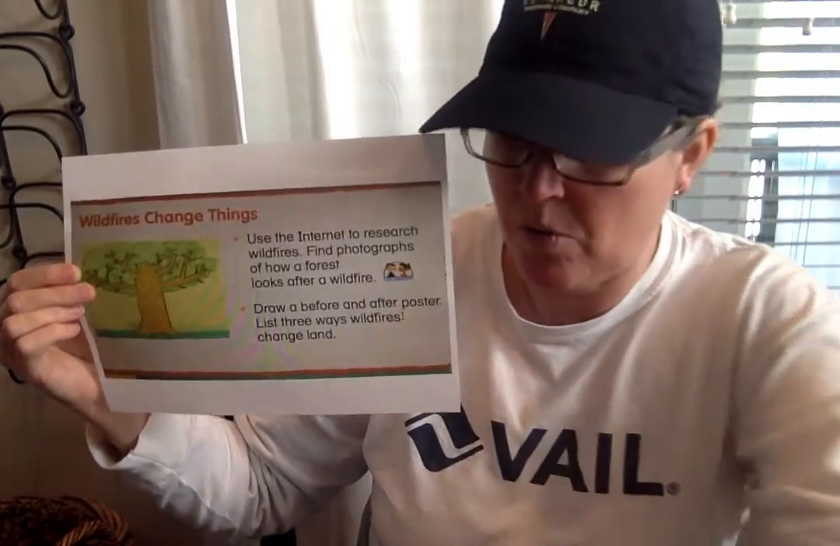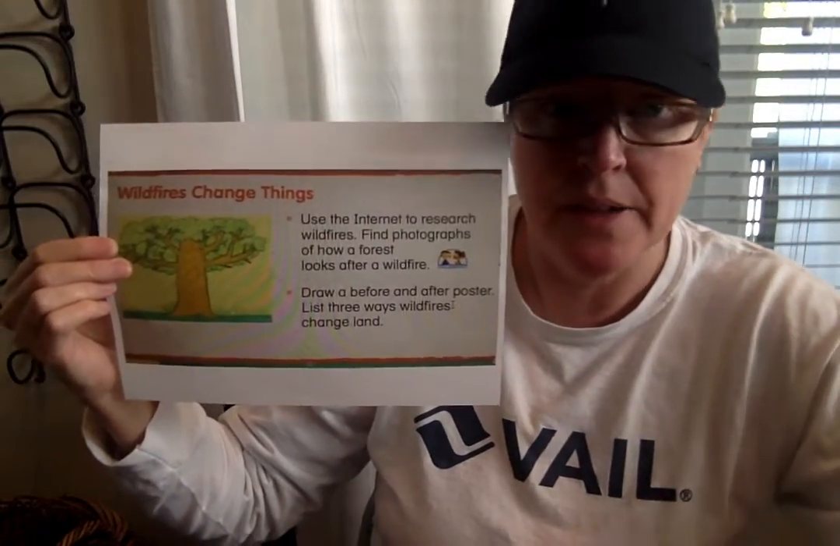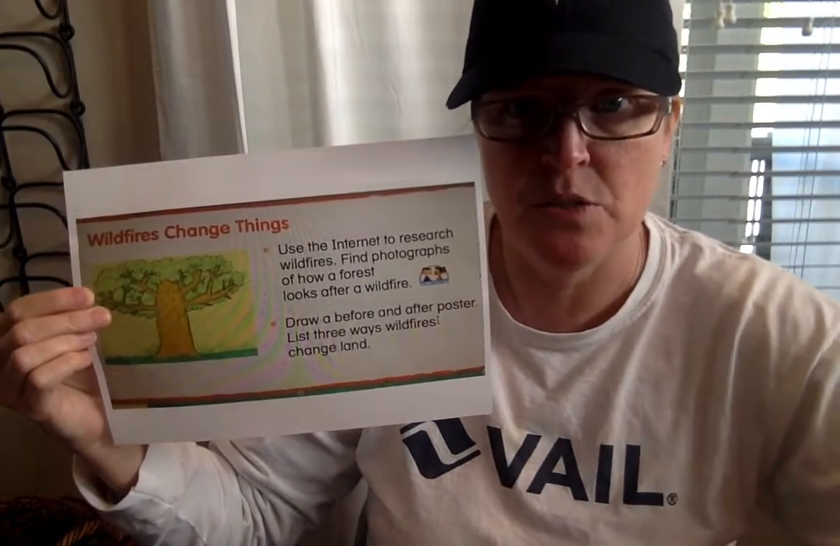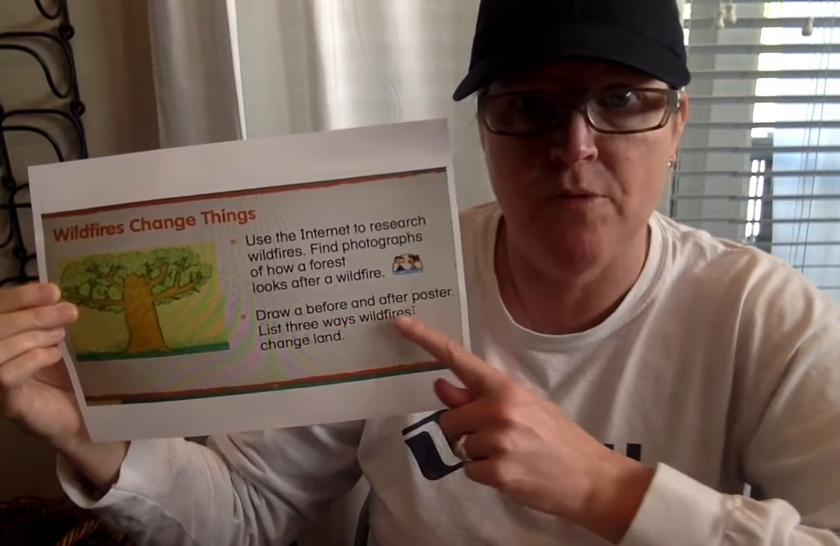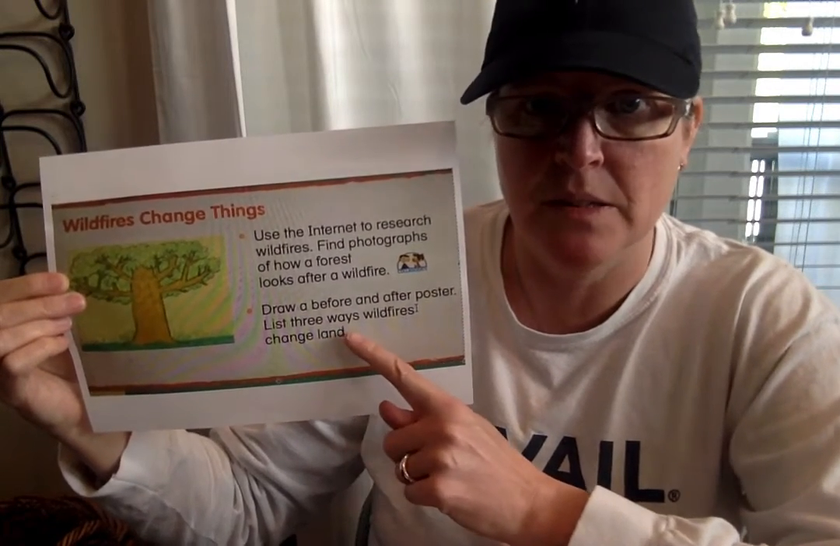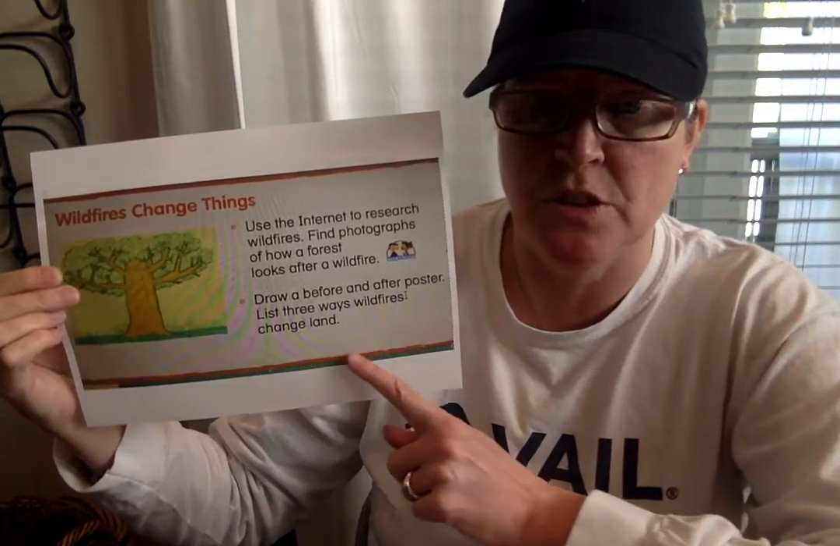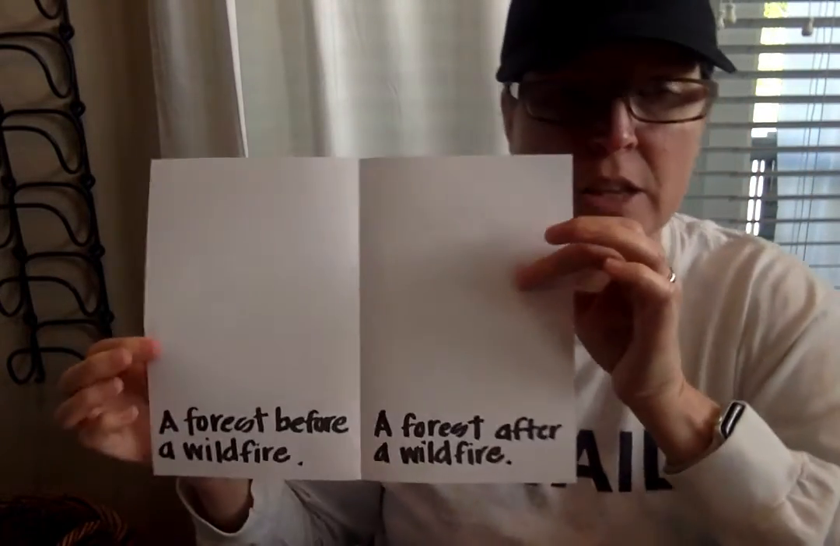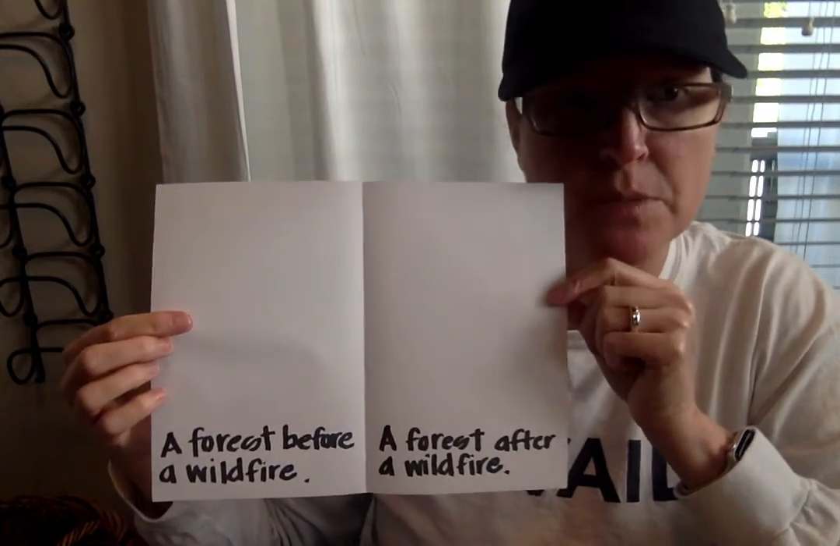All right, when you're done, I want you to get a piece of paper, and I would like you to use colors too and a pencil, because you have to write some sentences as well. So now I want you to draw a before and after poster. And then I want you to list 3 ways wildfires change the land. So tell me 3 ways that the forest looks different or is different after a wildfire. So those 3 sentences you need to write. So you're going to take a piece of paper, fold it in half, and I'd like you to draw and label a picture of a forest before a wildfire.